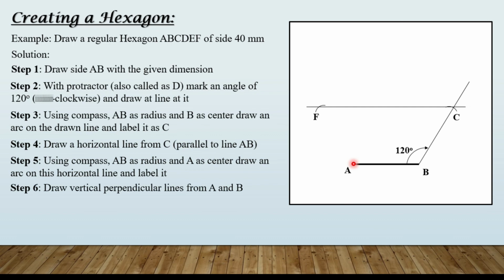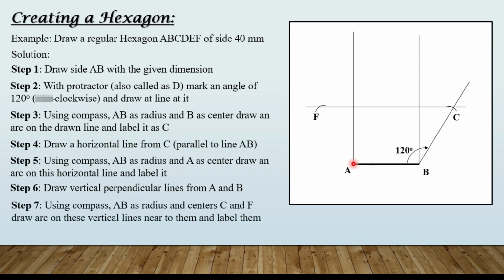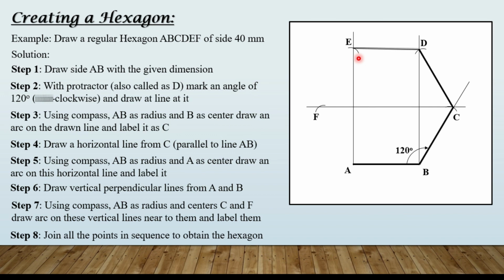Then you have to draw two vertical lines, perpendicular lines to AB. So these are two perpendiculars from A and B. Okay. Then with the same radius AB in compass, from C you have to cut an arc on this vertical line, and from F you have to cut an arc on this vertical line. So these are the two remaining points, T and E. Join them in sequence to obtain the regular hexagon.